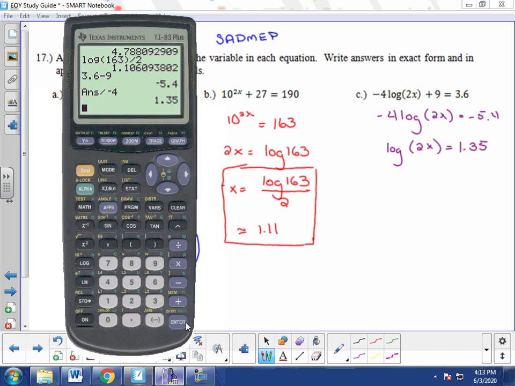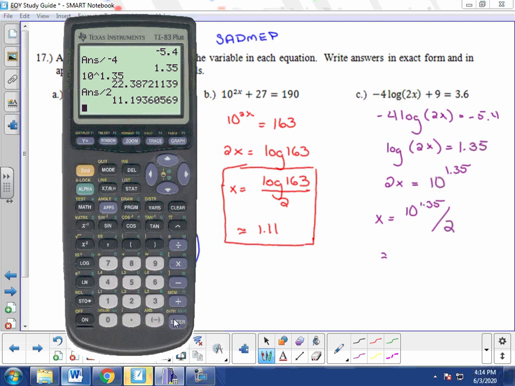Now we need to get rid of the logarithm, so we want to use an exponential equation that has the same base. This is a common log, so it is base 10. Then 2x equals 10 to the 1.35 power, because we take both sides as a power of 10, and the logarithm will cancel out on the left. Now we can finally divide by 2, so the exact answer is x equals 10 to the 1.35 power over 2. We can evaluate that in the calculator: 10 to the 1.35 power, divided by 2, which is approximately 11.19.